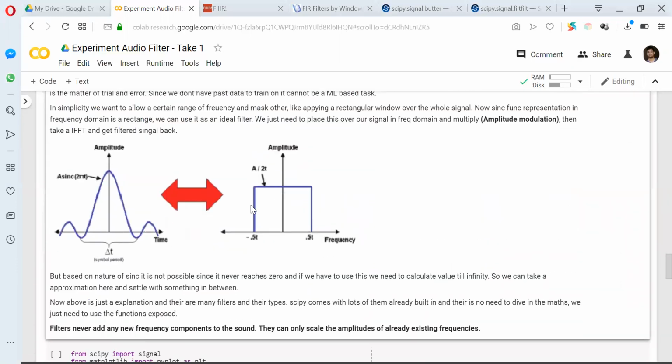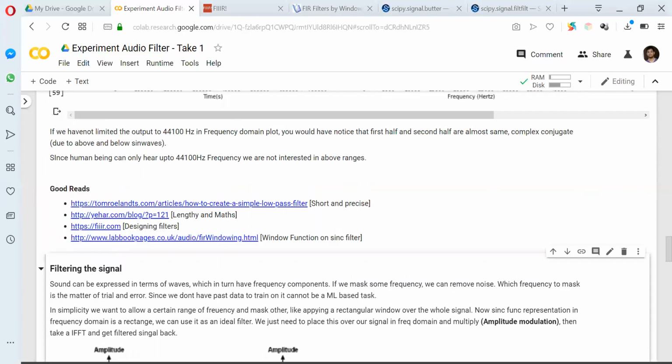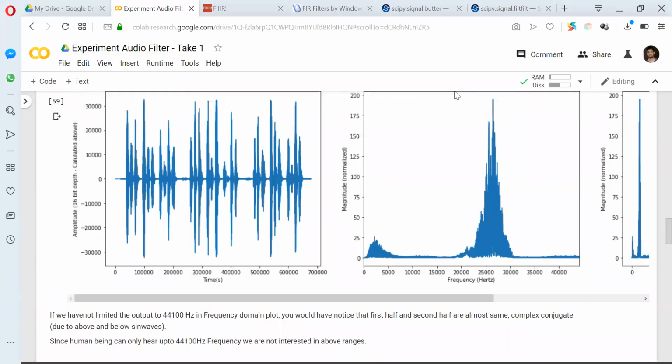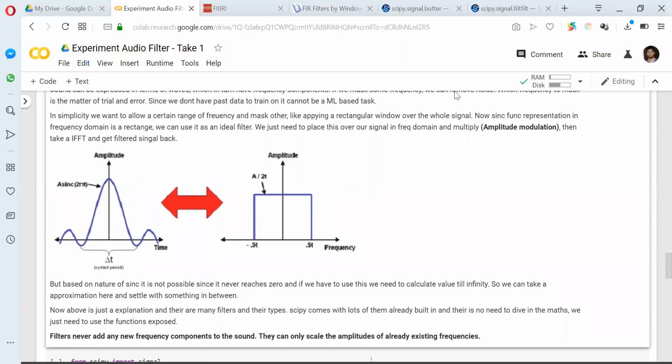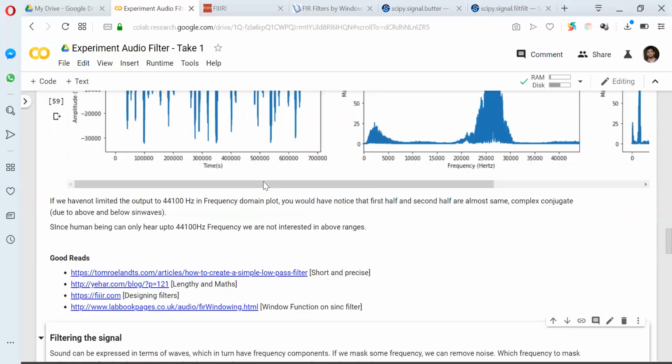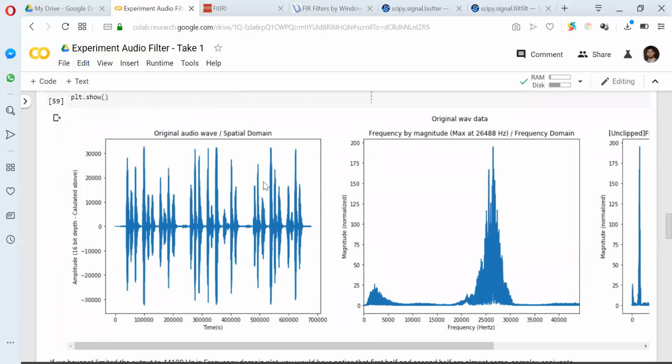But how should we apply a rectangle? It turns out that a rectangular window in the frequency domain is actually a sinc function in the time domain. So we can use this information. Either we can operate directly on the frequency domain or we can operate on the time domain. In the frequency domain, we need to multiply this with our window, or we can take the time domain data and convolve it with this signal.